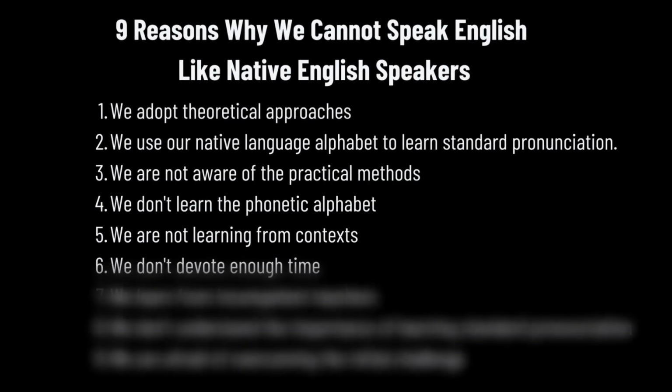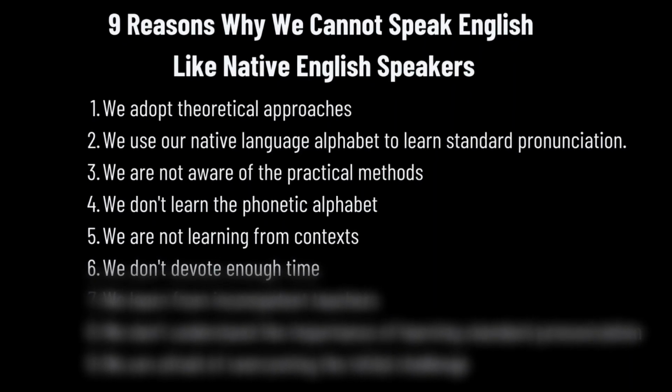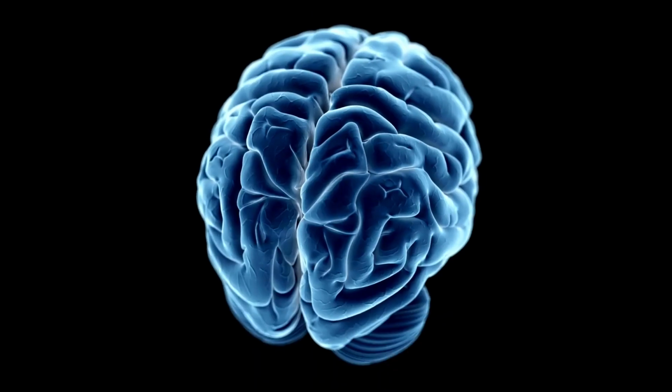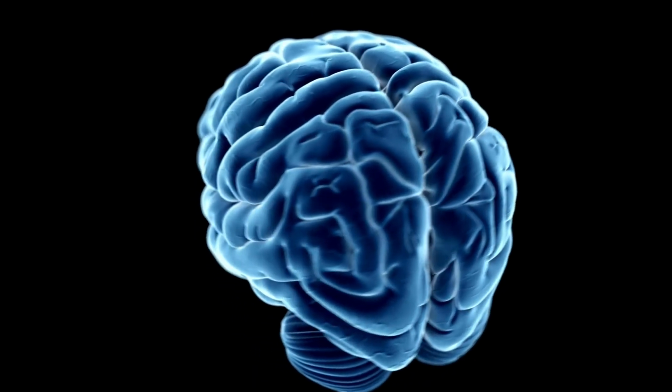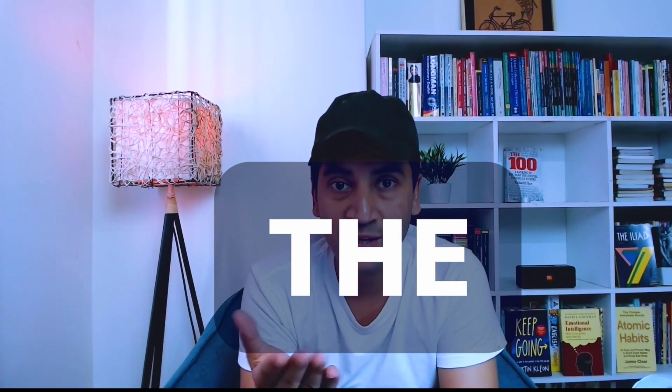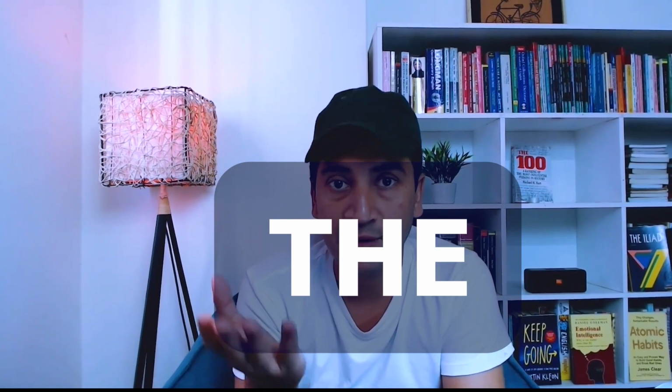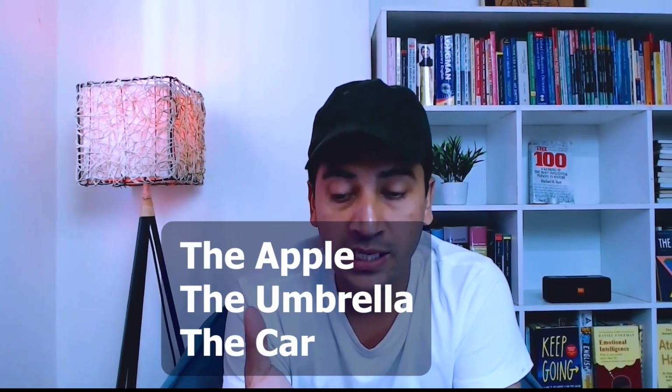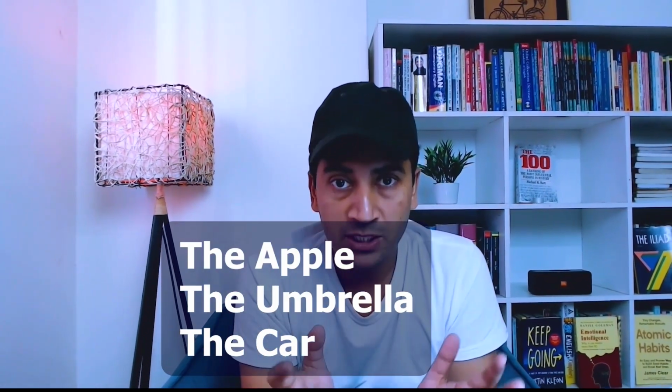The 6th reason why we don't sound like native English speakers is we don't devote enough time. Our brains sometimes require time to digest information. For example, if you don't know the pronunciation of this word, is this the or the? If it is followed by a vowel sound, it's the. If it is followed by a consonant sound, it is the. For example, the apple, the umbrella, but the car. You've just learned the rule.